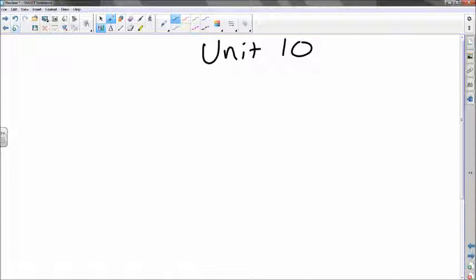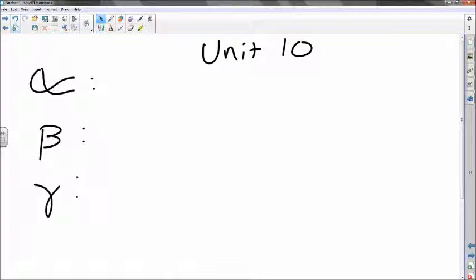Okay, in Unit 10, you have to be able to write equations for each type of radioactive decay. So I'm just going to put the types over here. We've got alpha decay, we've got beta decay, and we've got gamma decay. We need to write equations for each of those. So it's really a good idea to understand what happens in each of the decays to be able to write the equations.